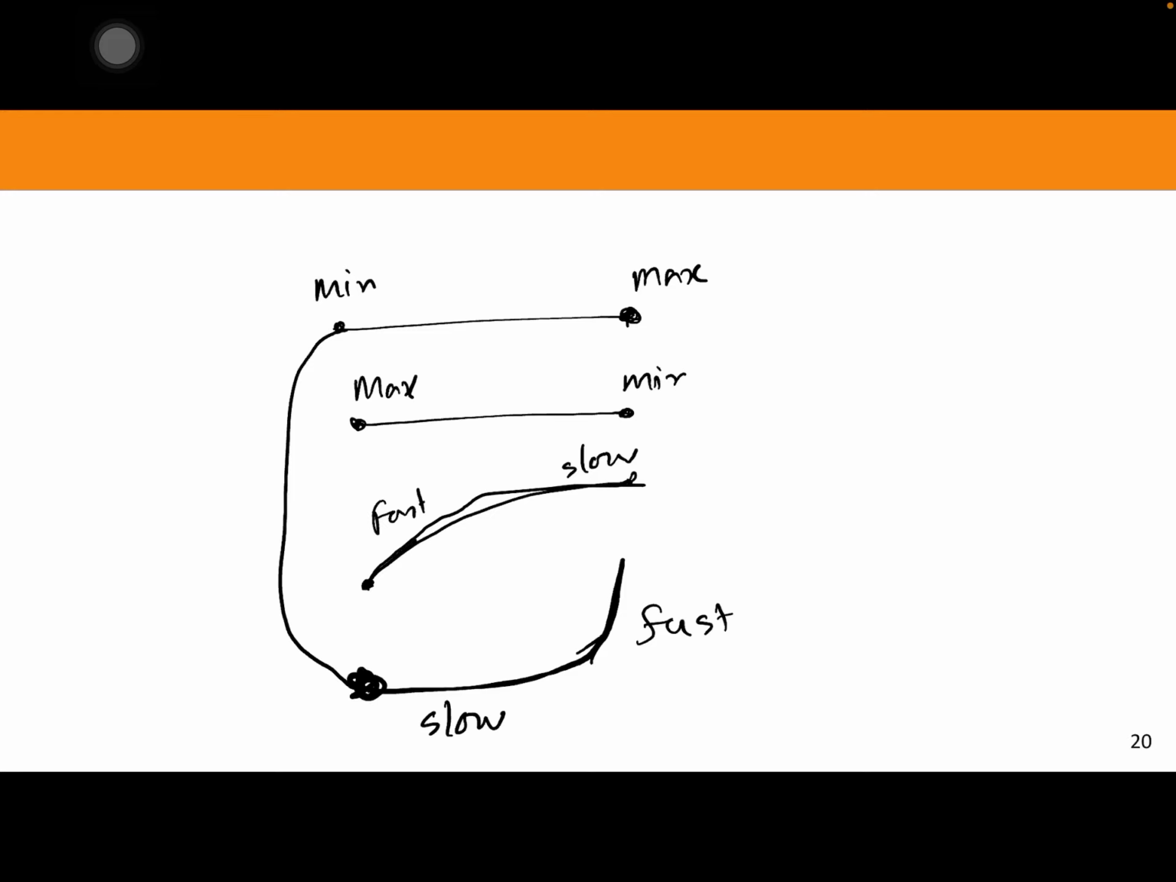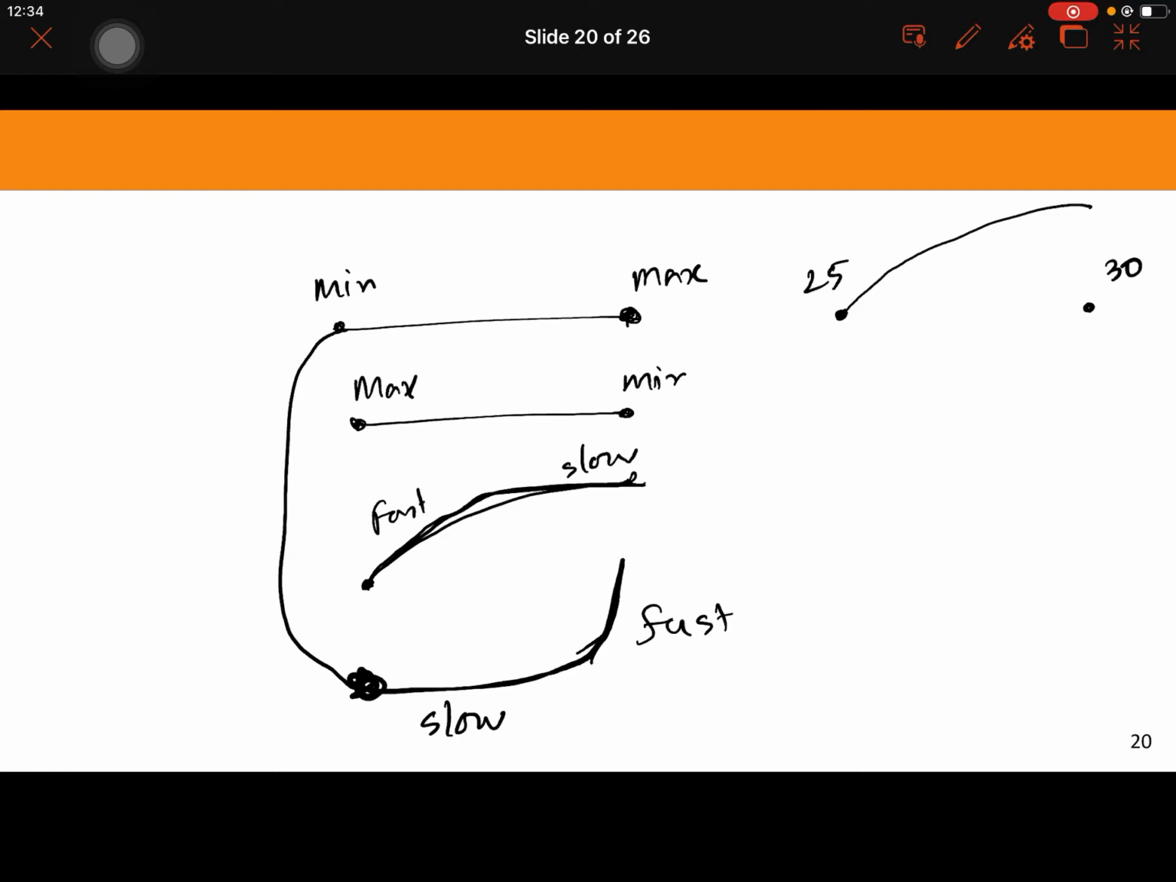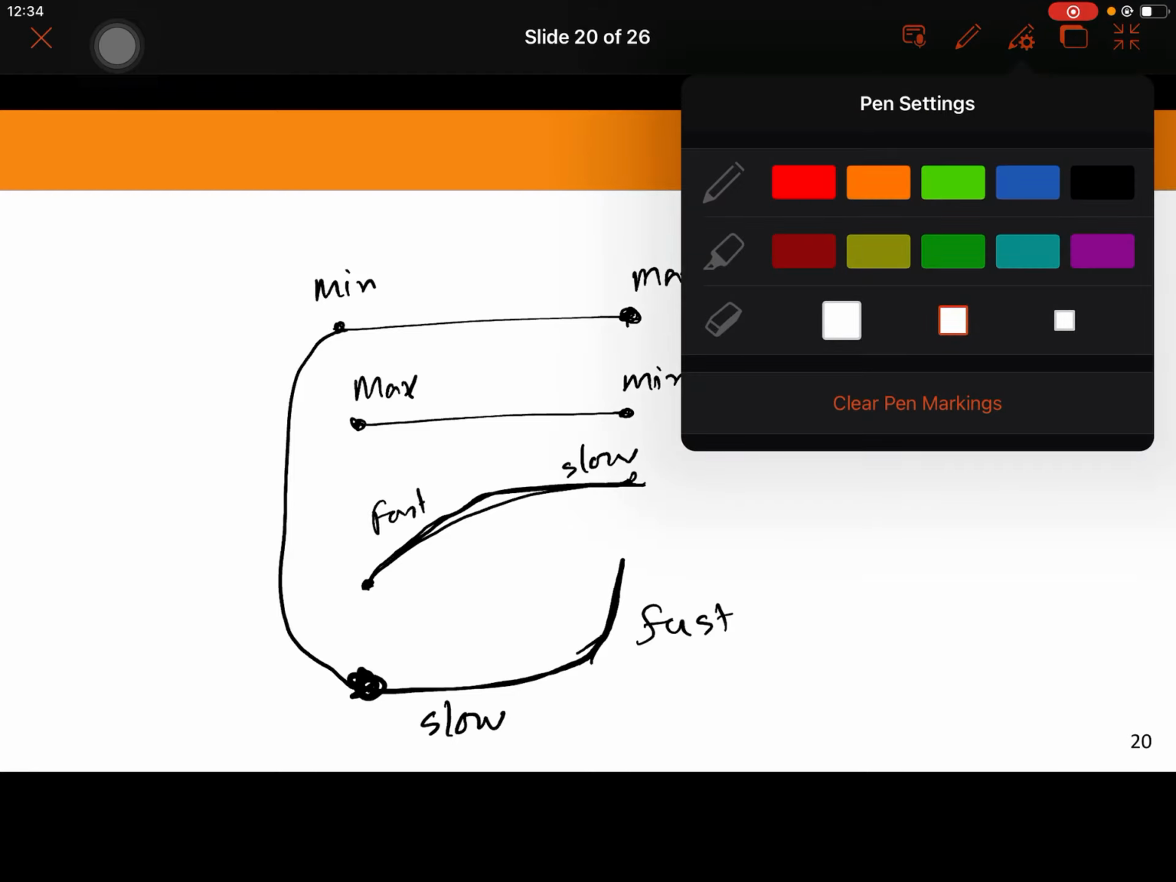So yes, we have to use this line, right? For our case, we found that if we go from this point to this point, and this is 25 and this is 30, we have to go slow and then fast. Actually, I think I did the wrong one, sorry.